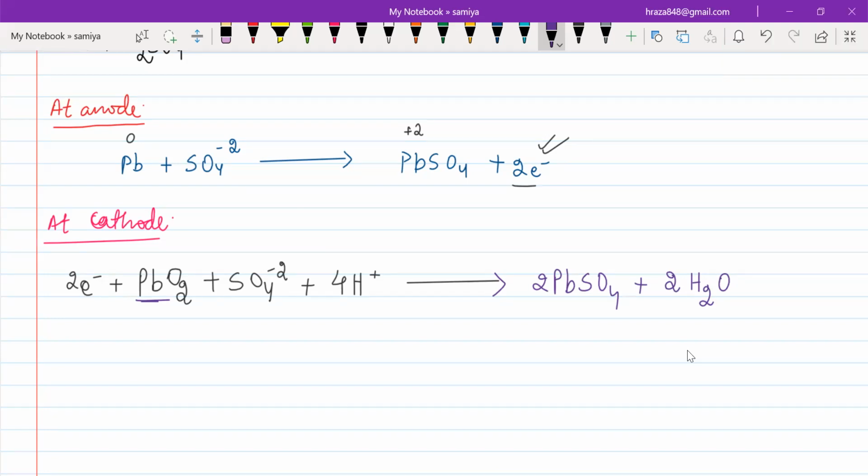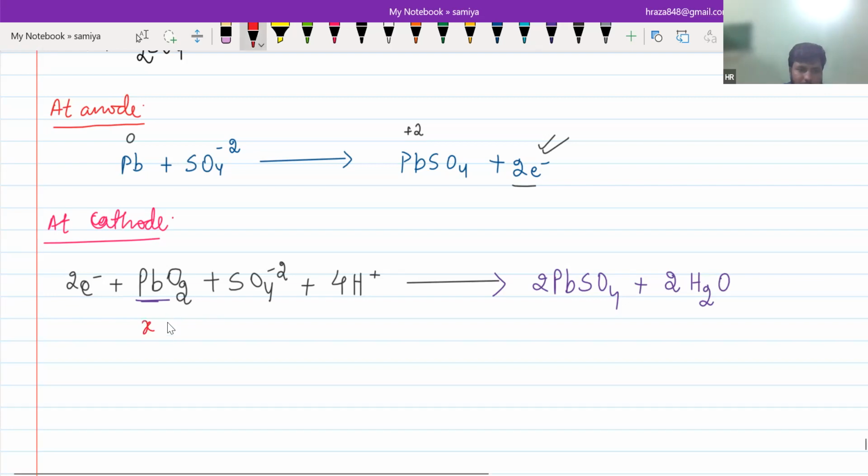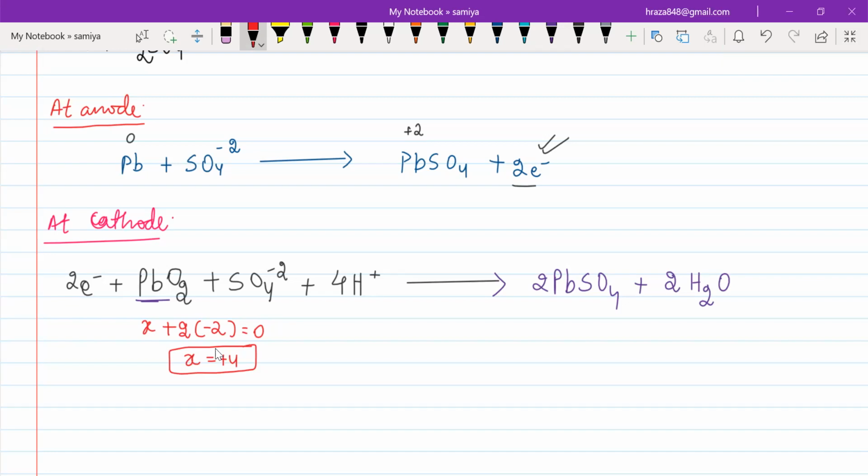Is it 2? No, not 2. In PbO2, X plus 2 oxygens, and each oxygen has oxidation state minus 2, will be equal to 0. So X will be equal to plus 4. Yes or no? Yes. So this is it.